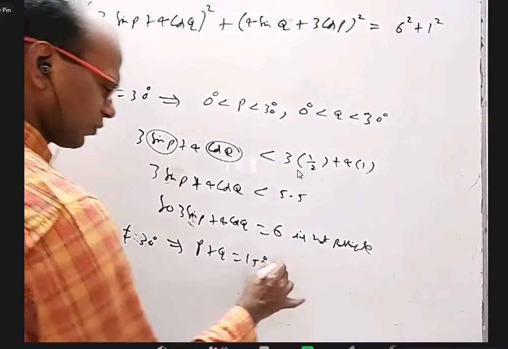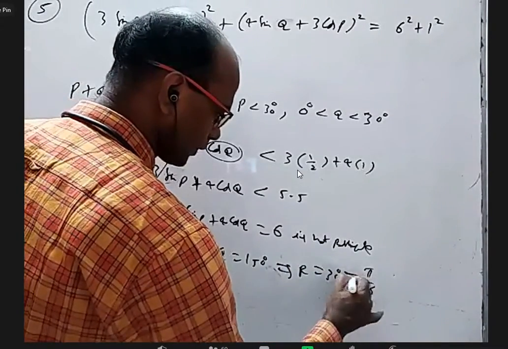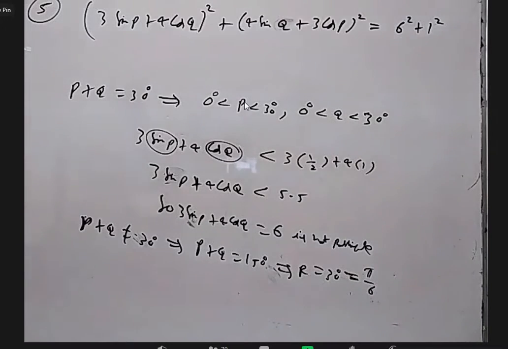And P plus Q is 150 means angle R is 30 degrees, that is 5 by 6. So one idea is that squaring and adding should give you sin A cos B plus cos A sin B as sin of A plus B. That is one idea you should get. The second thing is, after getting the two answers, deciding which one based on this. That's also important. Everybody clear about this? So R is 30 degrees. P plus Q is 150, R is 30, which is 5 by 6.